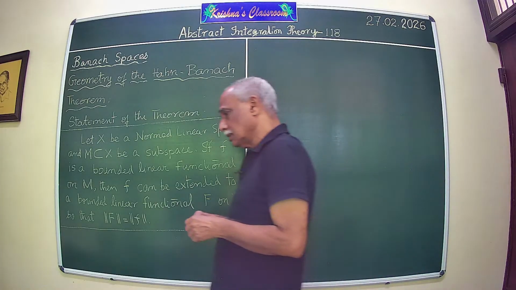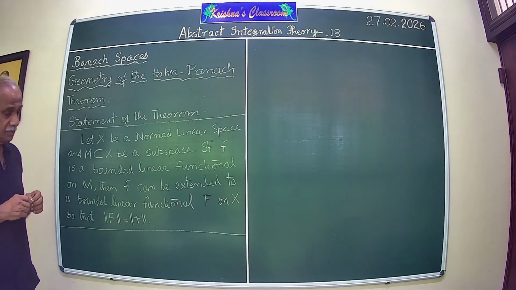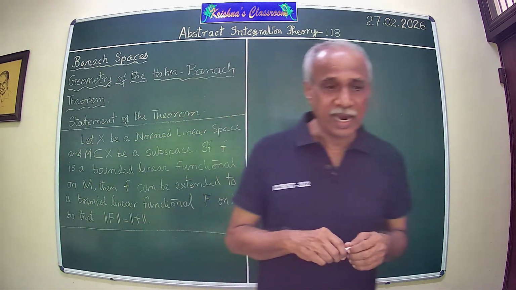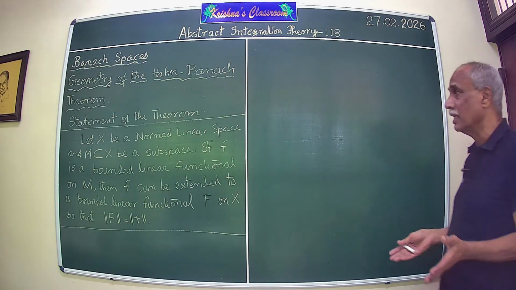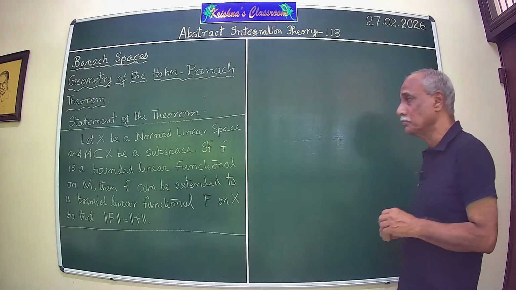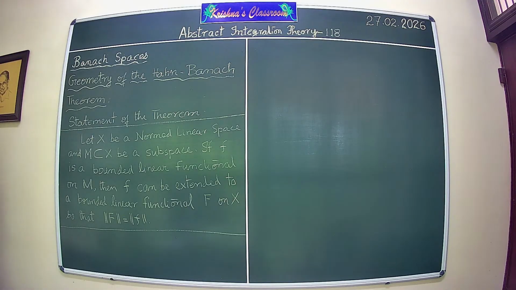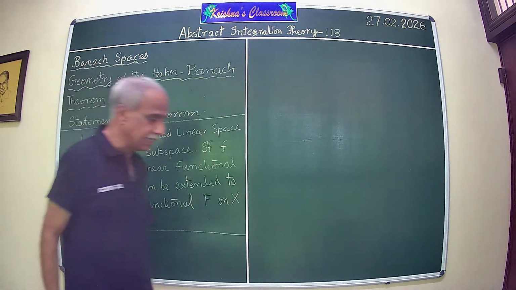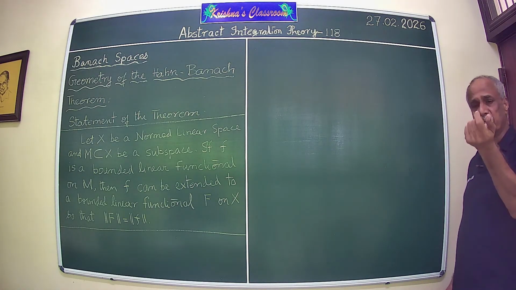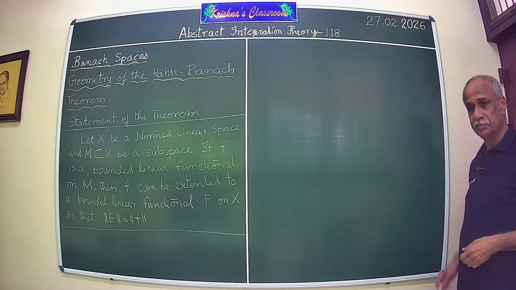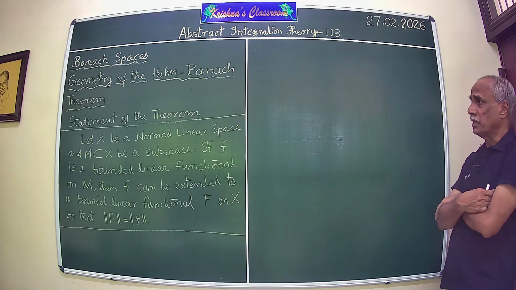In the last two lectures, we have looked at the geometry of linear functionals. And linear functionals do happen to be the main ingredients in the Hahn-Banach theorem. So now we are in a position to state the Hahn-Banach theorem and then look at the possible geometric interpretation of the statement of the theorem. So the theme of this lecture would be the geometry of the Hahn-Banach theorem.